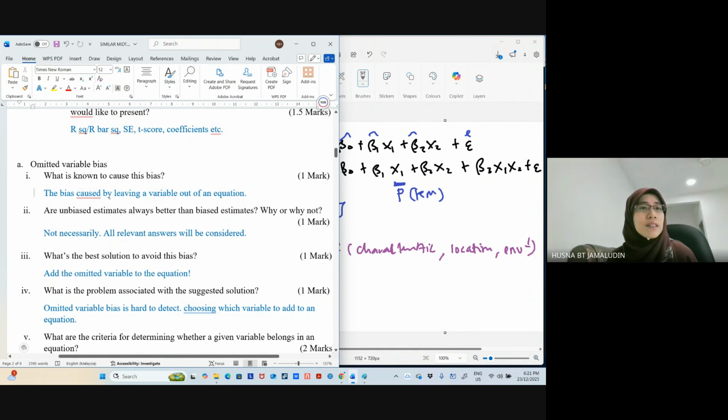This bias is caused because you omit the relevant variable. The textbook says that this bias is caused by leaving a variable out of an equation. Basically, omitted variable bias is the bias caused by a relevant variable that you omit from the equation. So the bias could be positive or negative, depending on the variable that you have omitted.